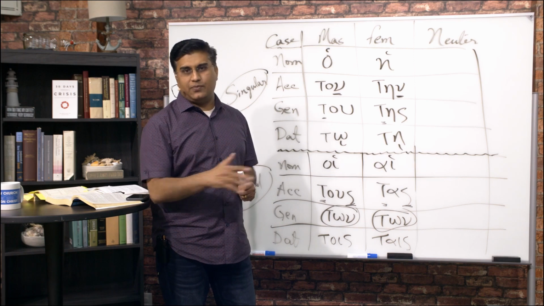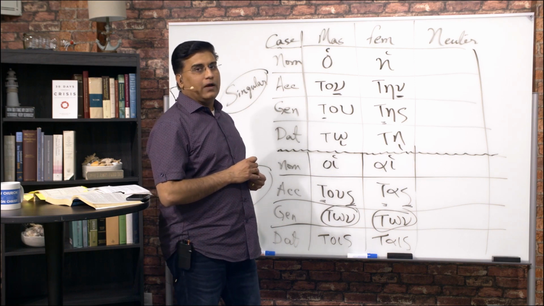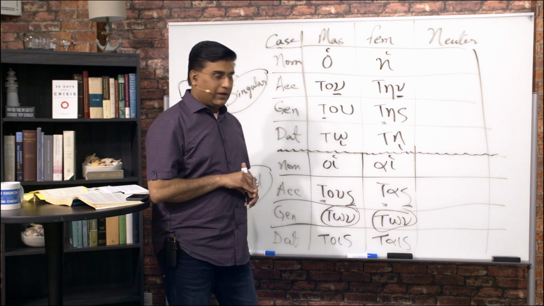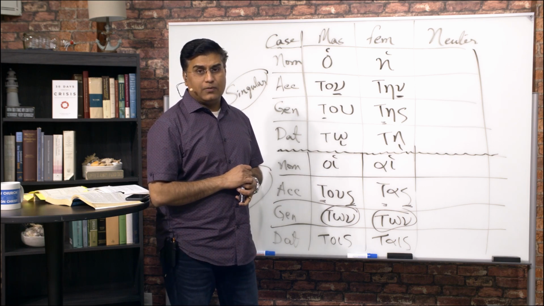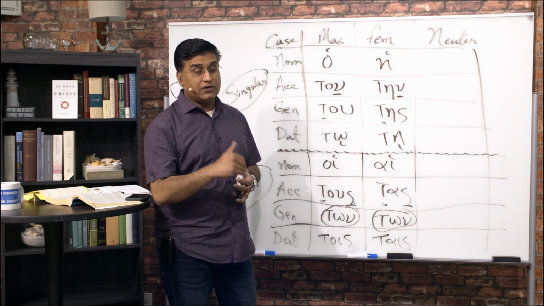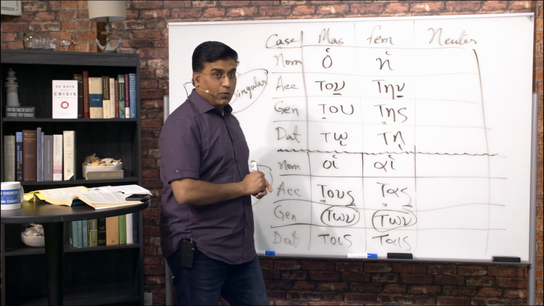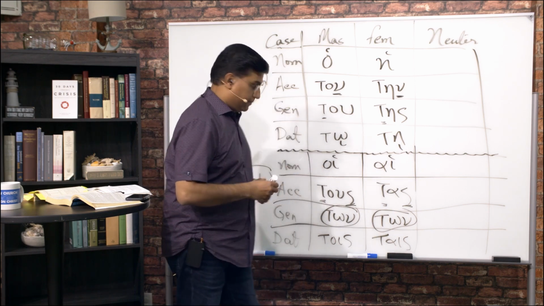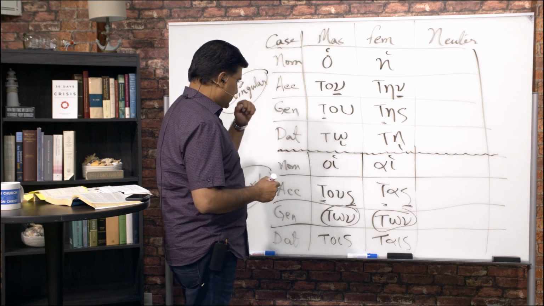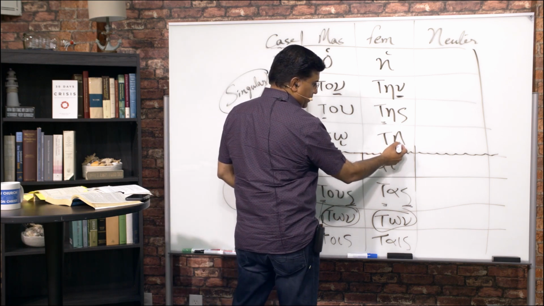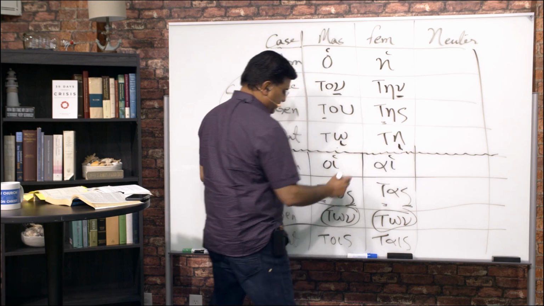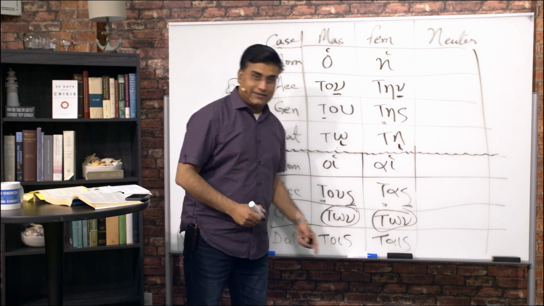The context helps us to know whether that word is masculine genitive plural, or is it feminine genitive plural? And again, the word itself will kind of help you out there. And then finally, if you look at the dative here, you have tō, and then tē, again with the iota subscript, and then tois and tais.